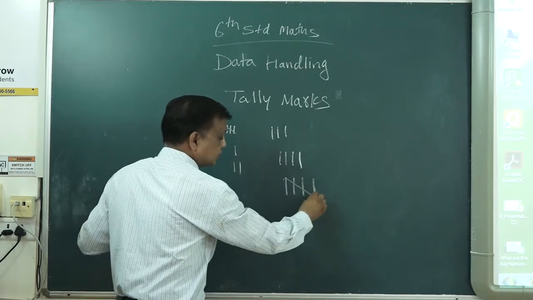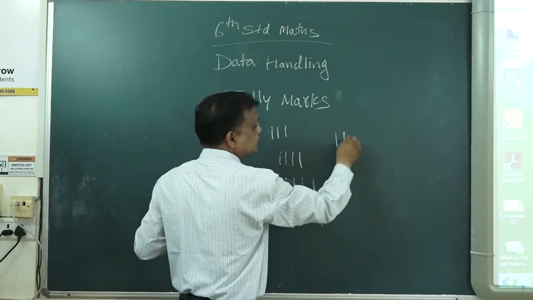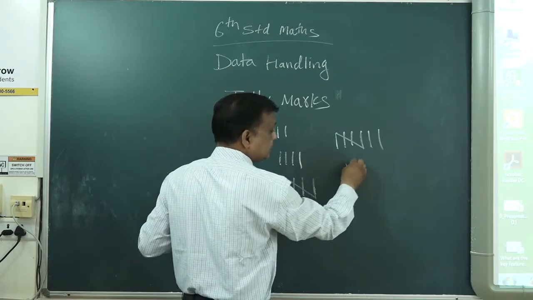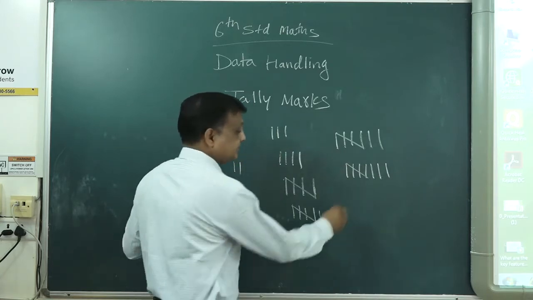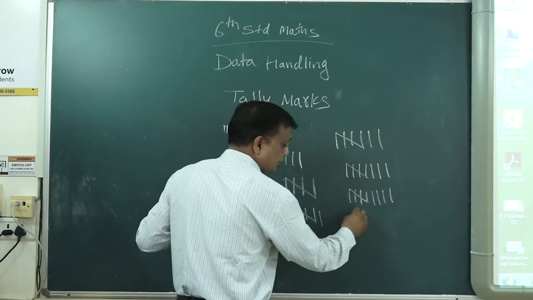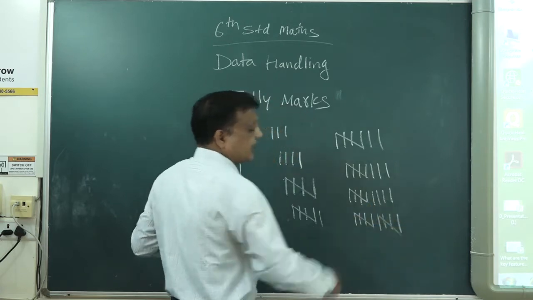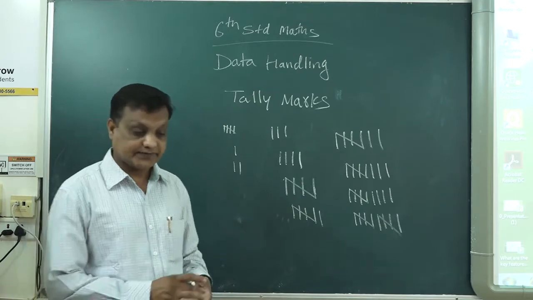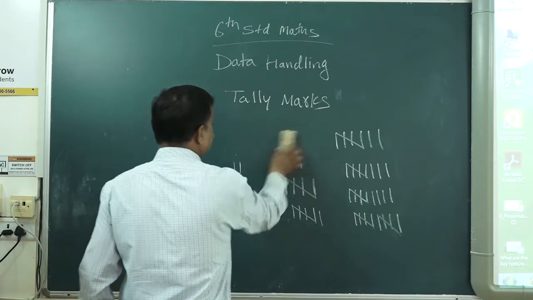If I want to show 6, how do we show it? This is 4, 5 and 6. If I want to show 7, 1, 2, 3, 4 and this is 5, this is 6 and this is 7. If I want to show 8, 1, 2, 3, 4 and 5, 6, 7, 8. If I want to show 9, 1, 2, 3, 4, 5, 6, 7, 8, 9. If I want to show 10, 1 to 10. In this way, you can show tally marks. Now first, we will draw one small table and show the data in tally marks.